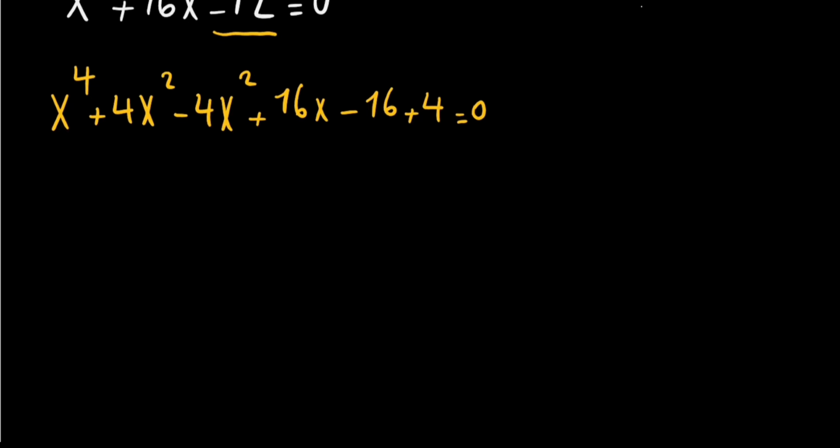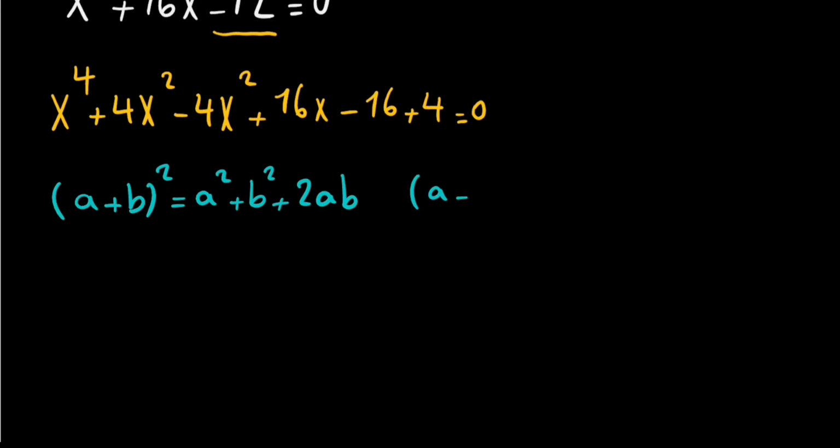Before I solve this equation, I want to show you some important rules that you know. If you have a plus b squared, that will be equal a squared plus b squared plus 2 times a times b. And for example, if you have a minus b squared, the answer will be equal again a squared plus b squared, but here we have negative, so you have to use negative 2 times a times b.